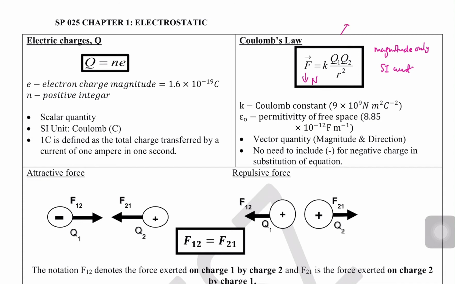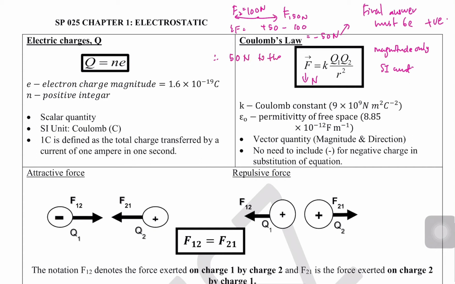For the final answer, I said the final answer must be positive. It means if you say right is positive, left is negative, you subtract. For example here, F to the right is 50 Newton, F to the left, say F1 F2, is 100 Newton. So resultant force to the right is positive 50, to the left is negative 100. Because we make left negative, I get negative 50 Newton. So write your answer properly: 50 Newton to the left.